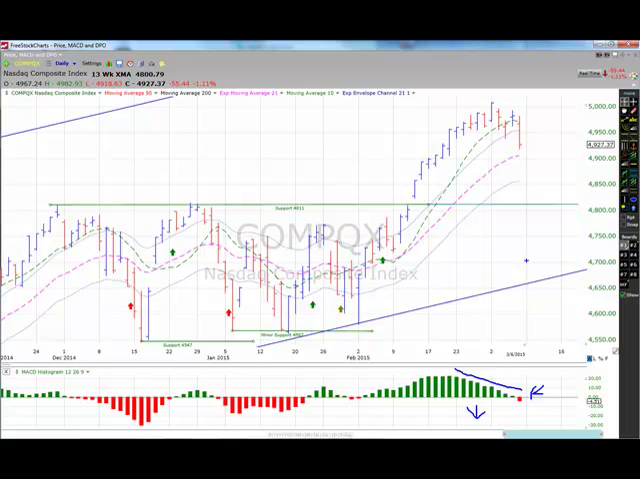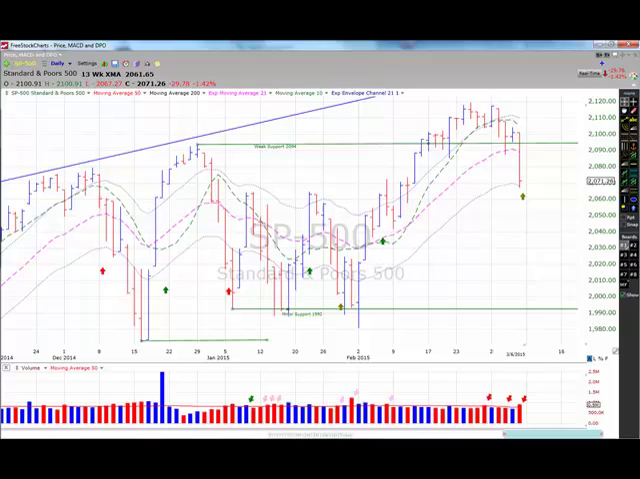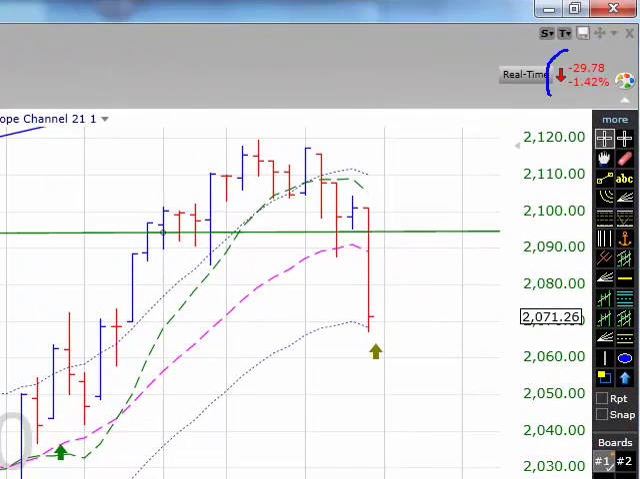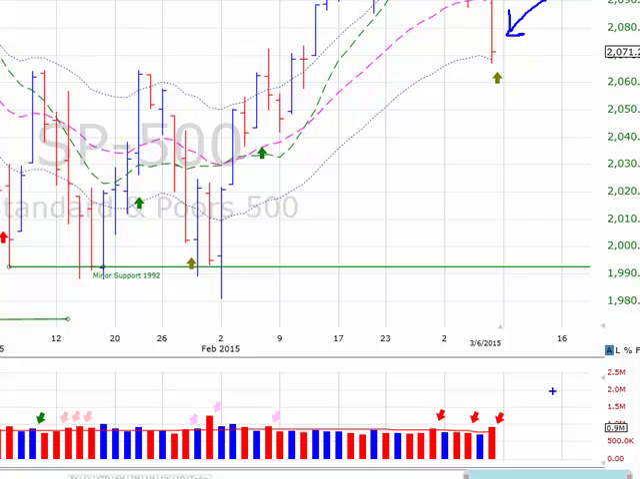Let's take a quick look at the S&P 500. Friday was also a fairly tough day for the S&P 500. The S&P closed down 29.78 points, or 1.42%. S&P also closed near the bottom of its daily trading range. Trading volume was higher than the prior day, which gives us a distribution day.